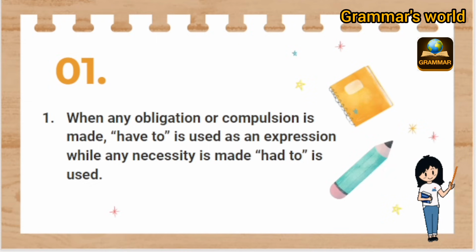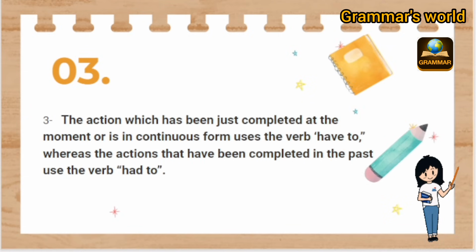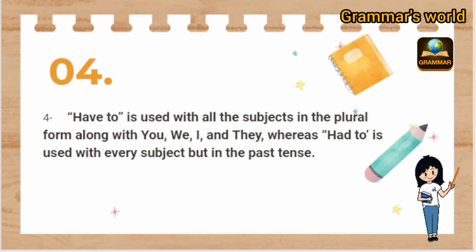First, when any obligation or compulsion is made, have to is used as an expression, while when any necessity is made, had to is used. Second, have to is used for the present and future tense while had to is used for the past tense. Third, the action which has been just completed at the moment or is in continuous form uses the verb have to, whereas the actions that have been completed in the past use the verb had to. Fourth, have to is used with all the subjects in the plural form along with I, we, you, they, whereas had to is used with every subject but in the past tense.